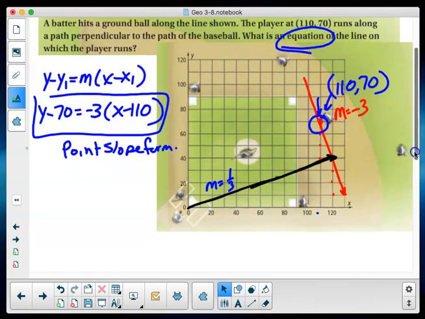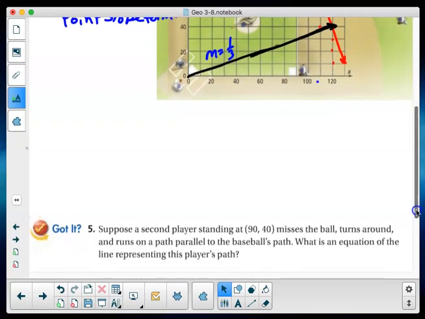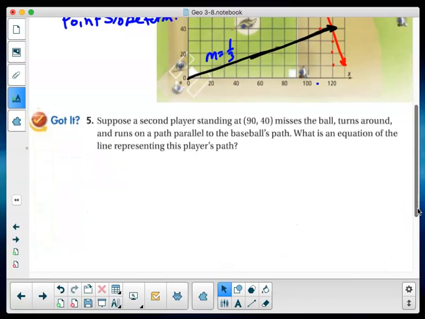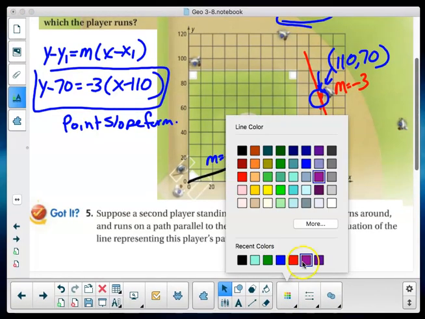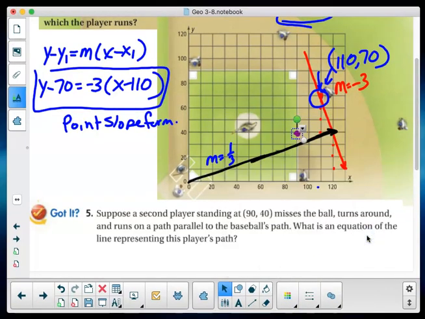Now, what's the next thing? Suppose a second player standing at 90, 40. Let's find another color for a second player. Let's see if green's. So we're at 70, 90, 70, 90, 40. 1, 2, 3, 4. So at 90, 40, we got a guy in green. Let's be a different color. Let's be purple. Okay, so we got that purple guy there.